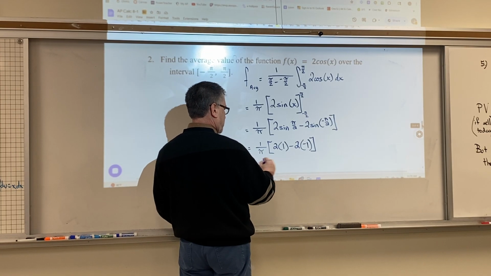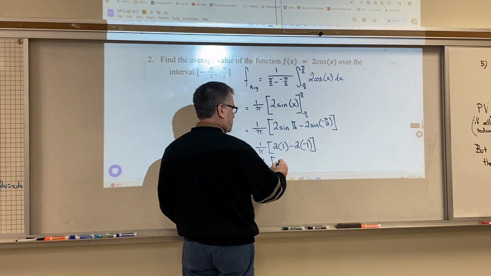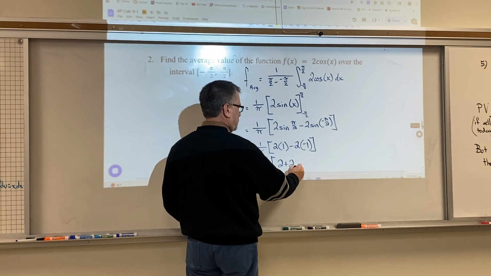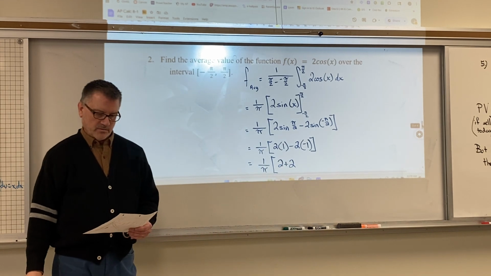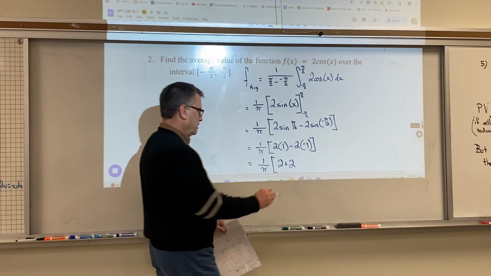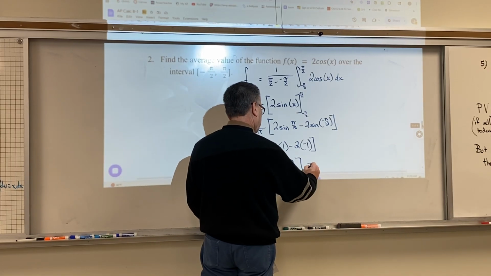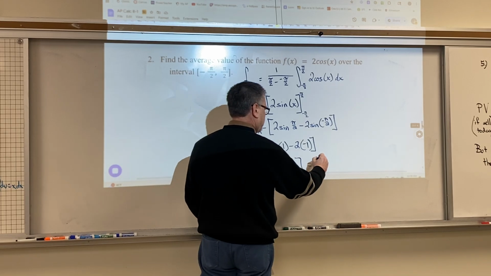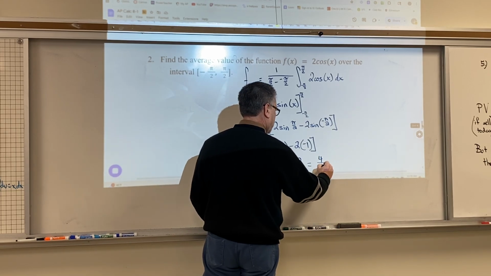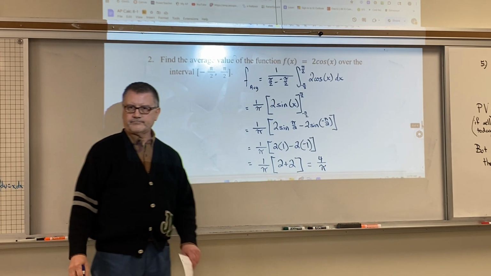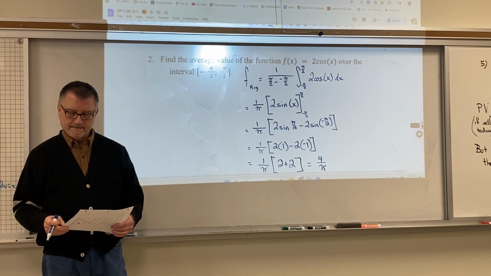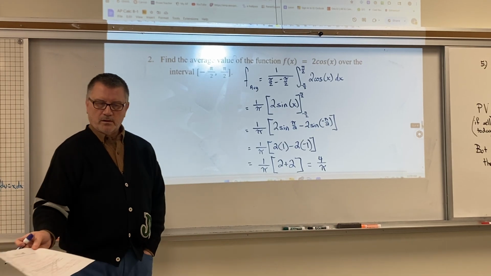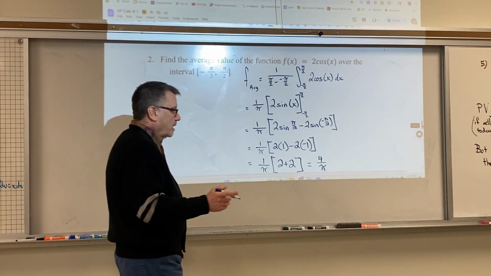There, I'm going to divide by the width. Do you know what I've done? 2 plus 2. Is that what I get in there, 2 plus 2? Which I think is going to give me area under the curve is 4, the width is pi, so why don't we just say 4 divided by pi? Which I'm okay with.